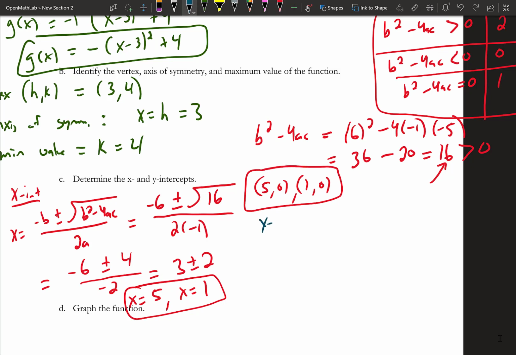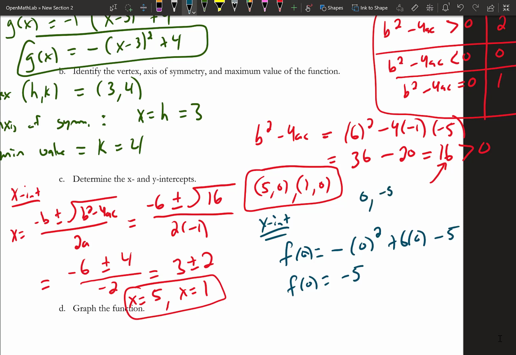Now moving on to the y-intercept, remember for the y-intercept, you're essentially going to find f of 0. So if I plug 0 into the function, that would be negative 0 squared plus 6 times 0 minus 5. So f of 0 becomes negative 5. So that point is going to be the point (0, -5).